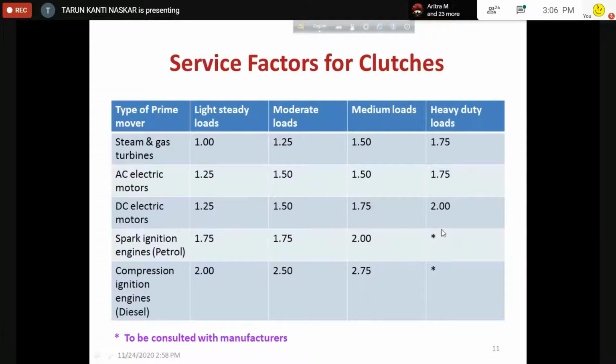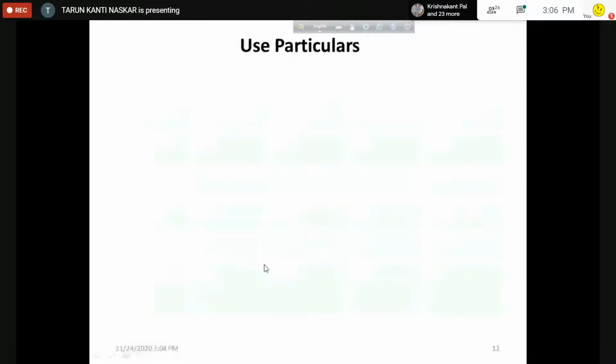Manufacturers should be consulted for getting this value for heavy duty. For a compression ignition engine, that is a diesel engine, these are the values. So this service factor is required to be considered for getting the design equation. This is the importance of the service factor.